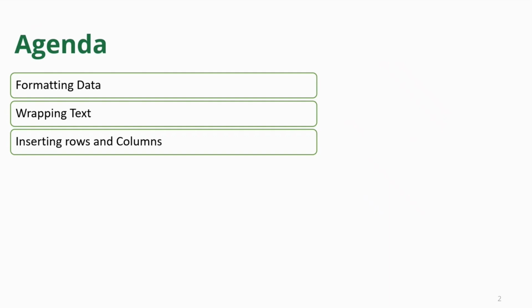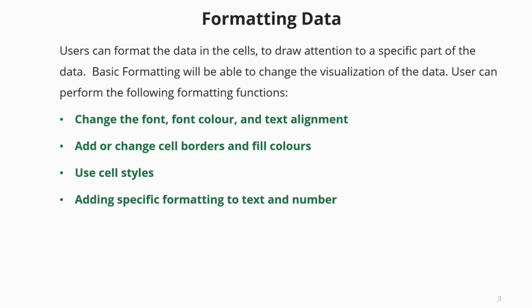Users can format the data in the cells to draw attention to a specific part of the data. Basic formatting will be able to change the visualization of the data. Users can perform the following formatting functions: change the font, font color, text alignment, change cell borders or fill colors, use cell styles, and add specific formatting to text and numbers.